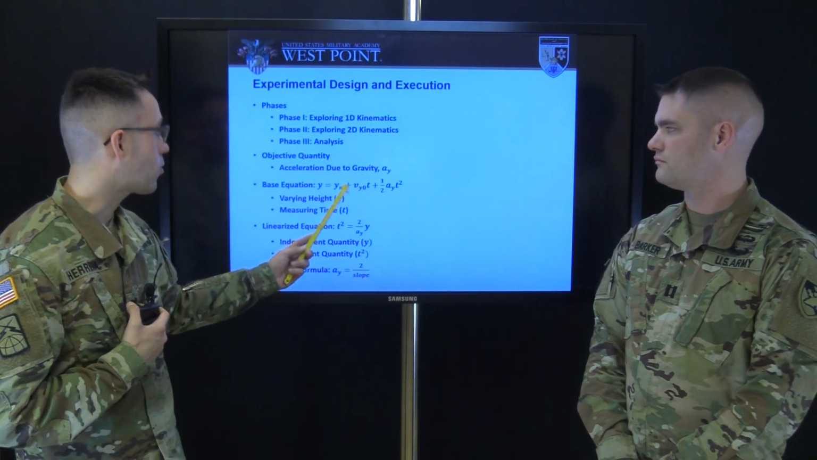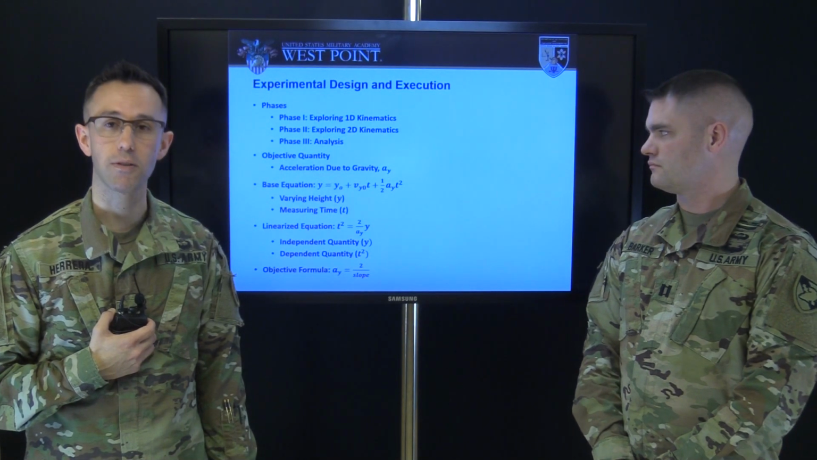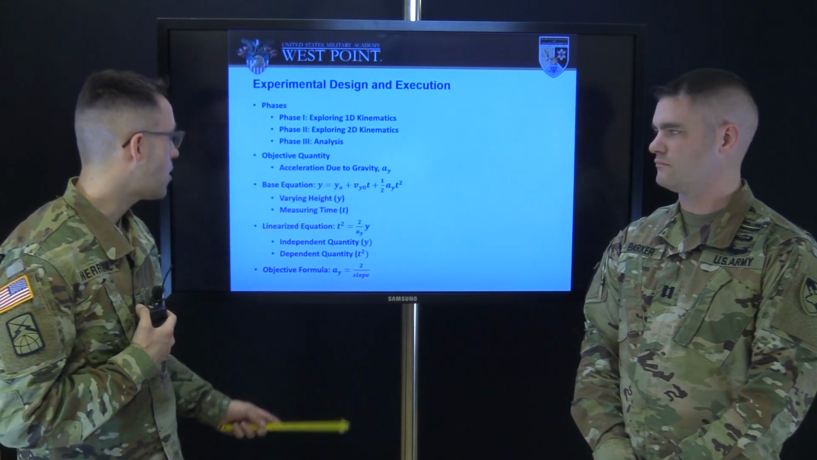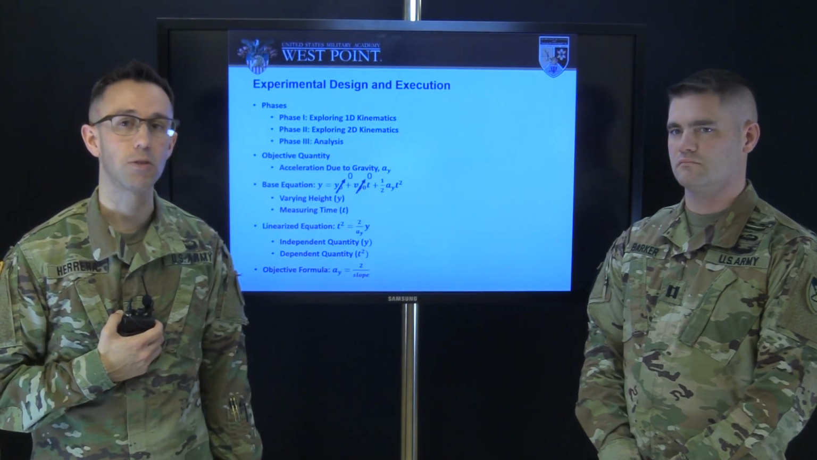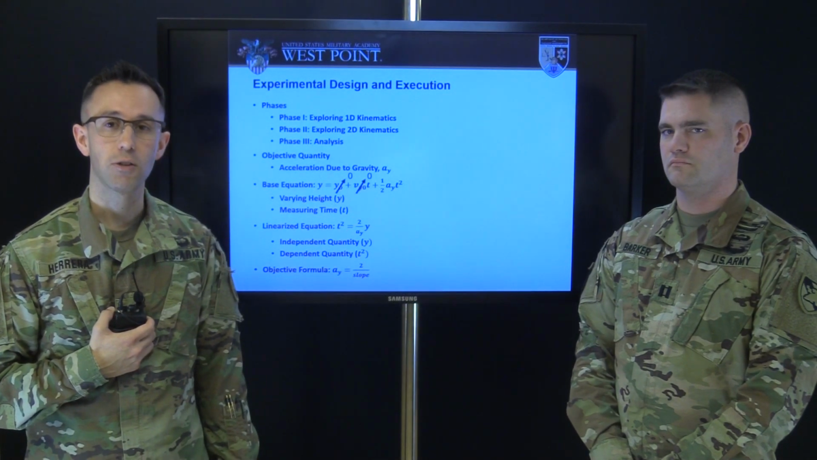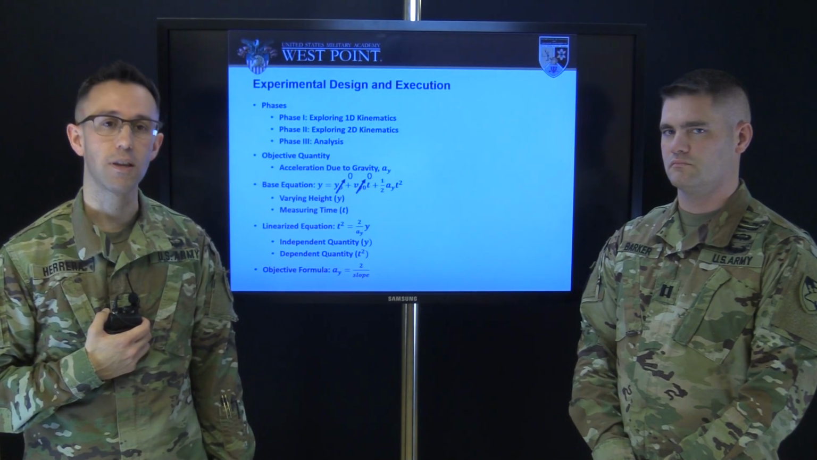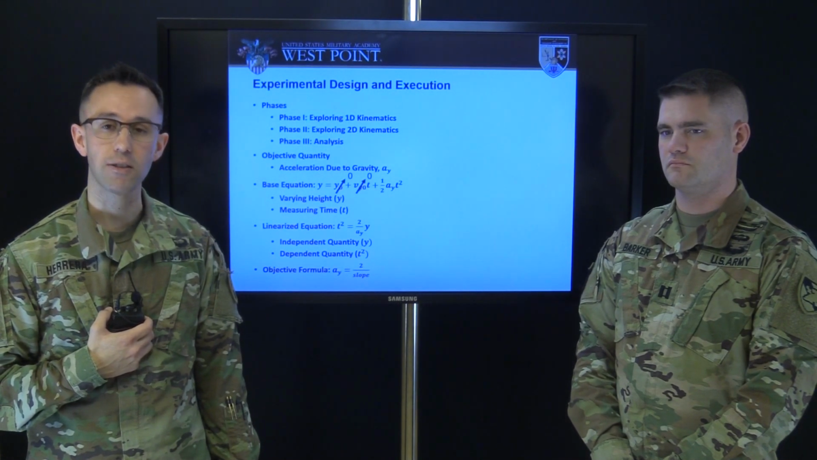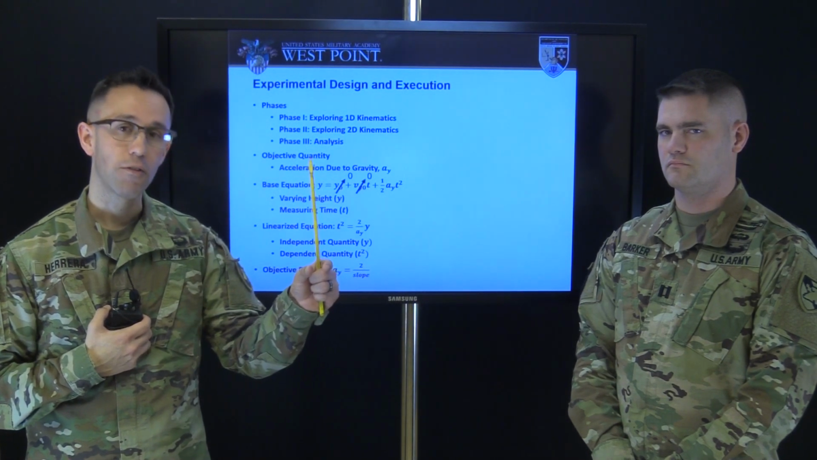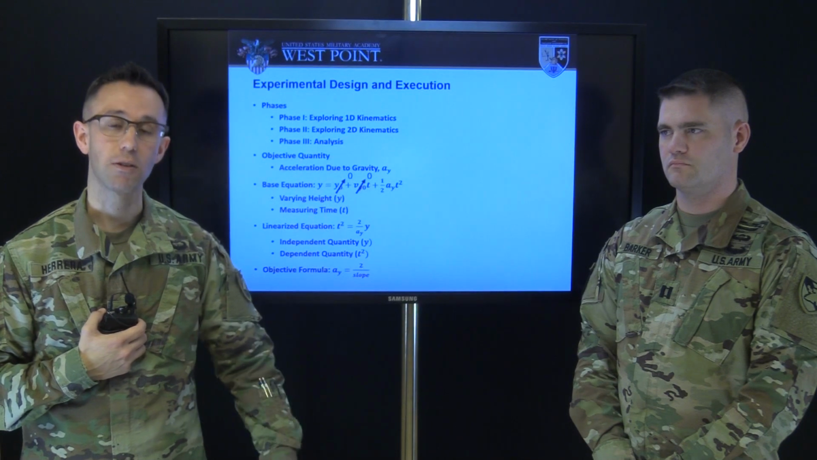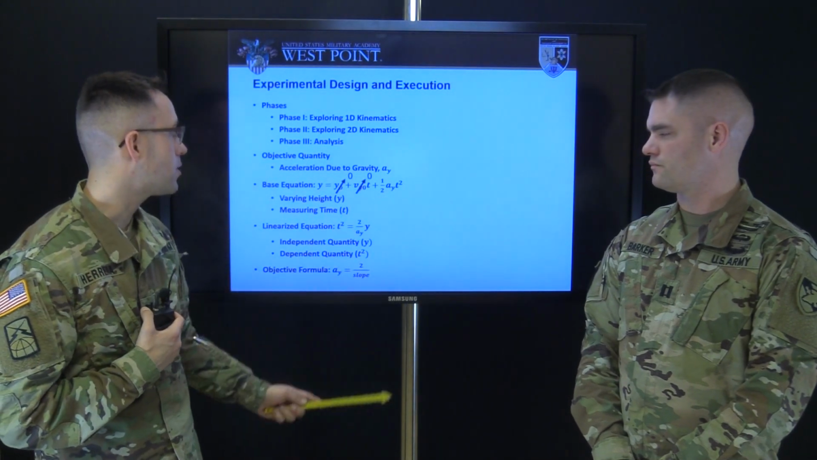So our objective quantity is the acceleration due to gravity. That's the purpose of this lab, what we're trying to accomplish. For our base equations, we're going to use our kinematic base equation, and we're going to make a couple of assumptions to simplify it. We assumed that the vertical height will be 0, and that the velocity in the vertical component will also be 0. So we assumed that we're going to drop the ball from 0, and it's going to pick up speed as it goes along using the acceleration of gravity. Using those assumptions, we can make some simplifications.